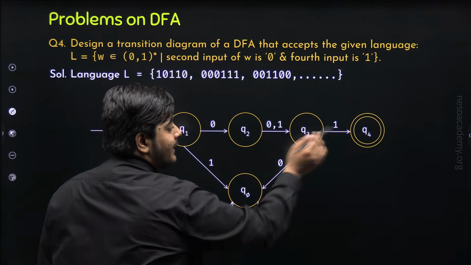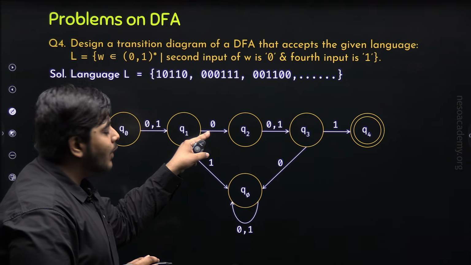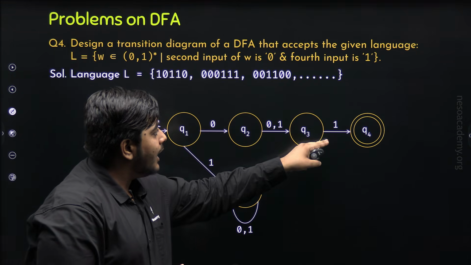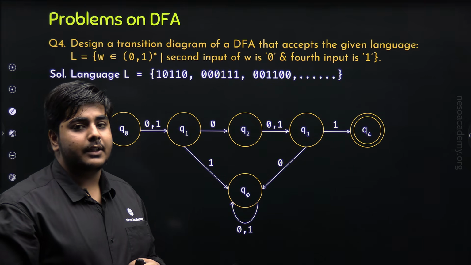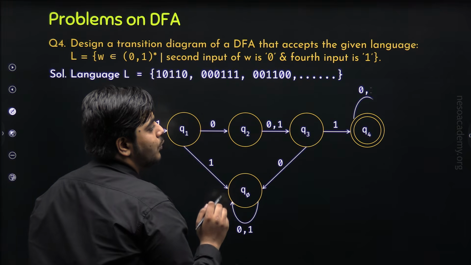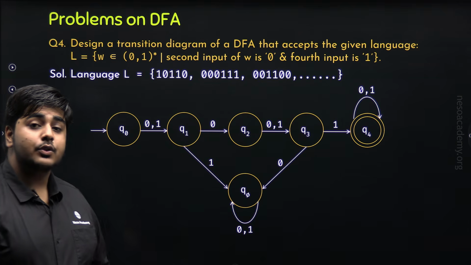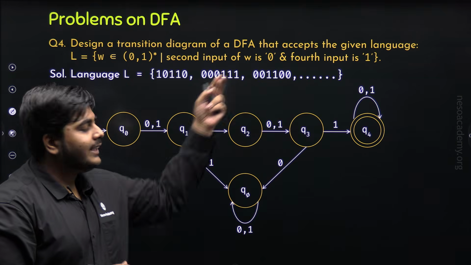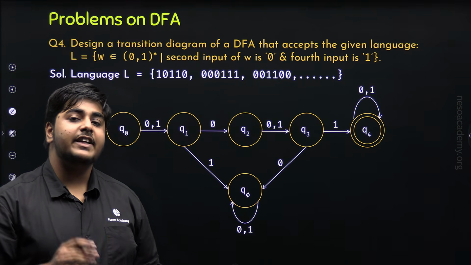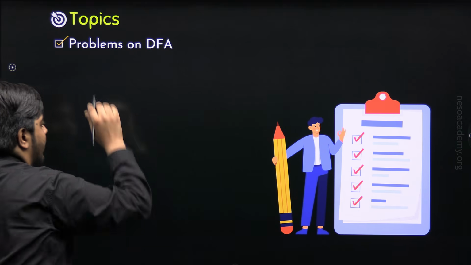And for the final state Q4, we have already got 0 as our second input and 1 as our fourth input. So it doesn't matter what comes after that. So we will simply have a self loop of 0, 1 over the state Q4. So this is a complete deterministic finite automata for the following language. And in this way, we have completed all the 4 problems on DFA.